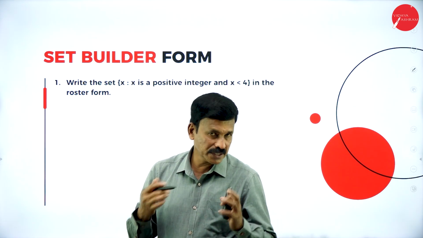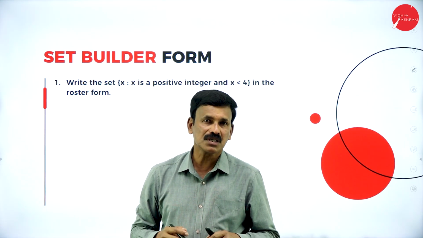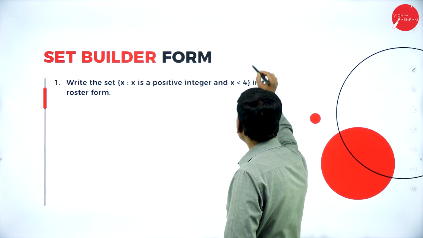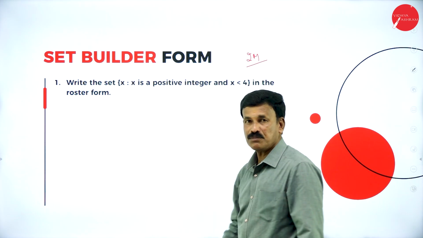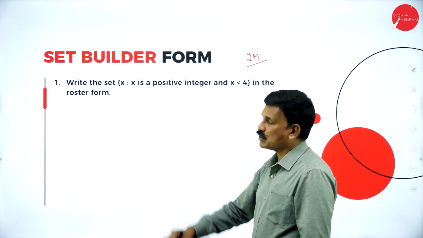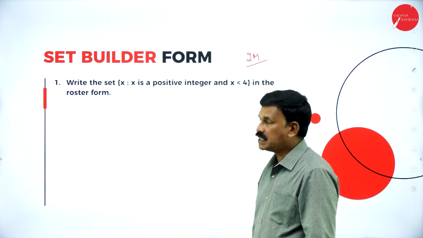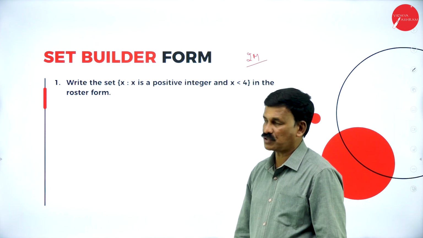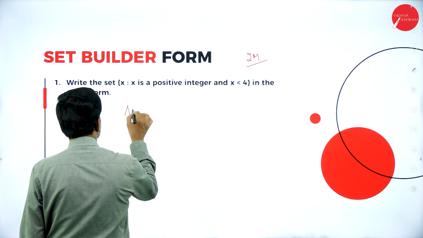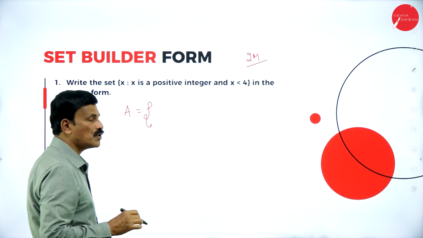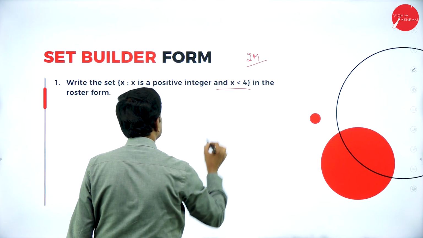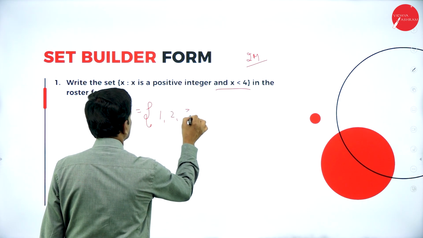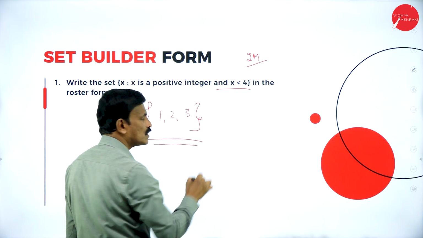Now these are a few definitions and the methods to construct a set. Now let us take a few examples. So let us discuss a few problems. Usually you may expect this type of question for 2 marks. What is the problem given? Write the set of x such that x is a positive integer and x is less than 4 in the roster form. Positive integers less than 4 are 1, 2 and 3.